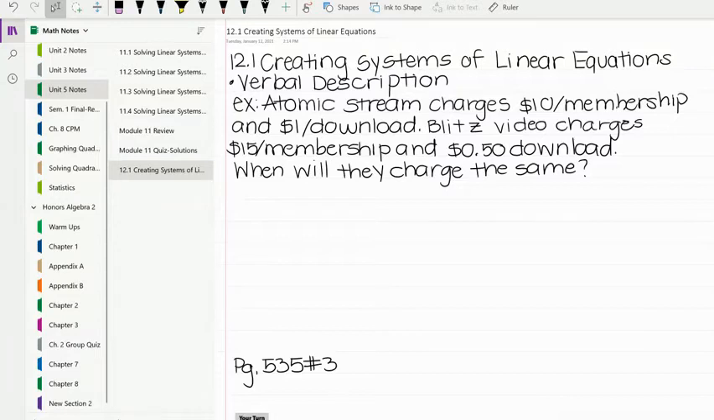In 12.1, which is creating systems of linear equations. What this is going to be about is basically looking at either verbal descriptions or tables, and then creating a system of equations, and then we're going to do what we learned in the last module, which is solve those systems. So our first one is a verbal description.